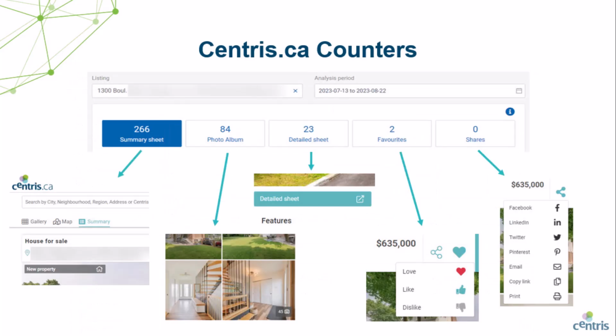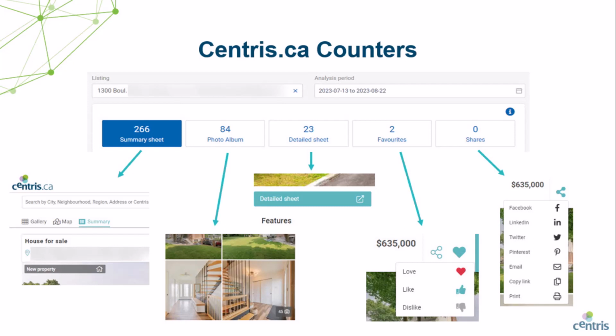Okay, so you'll see how many people clicked on the summary sheet, the photo album, the detailed sheet. So you can see here what this is on the Centris.ca website. Okay, who went further and clicked to have the detailed sheet. And what that does is, if you've noticed, is you'll receive an information request by Centris, and the client will ask for a detailed sheet. So you receive an email.